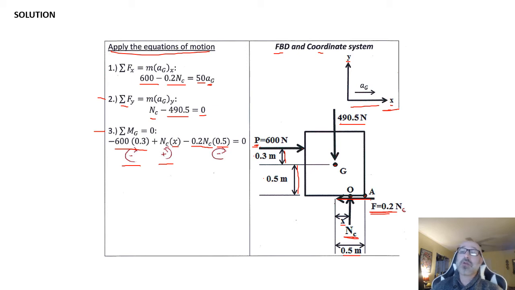So now that we've got three equations and three unknowns, we can solve them simultaneously. Now this is something we could do by hand. We could plug this into Excel. We could plug this into MATLAB or a Python script. There are all types of numerical solvers to solve simultaneous equations. But this one's pretty straightforward.